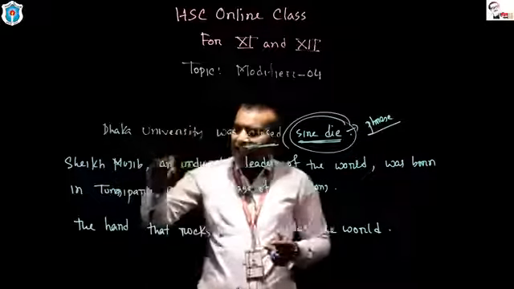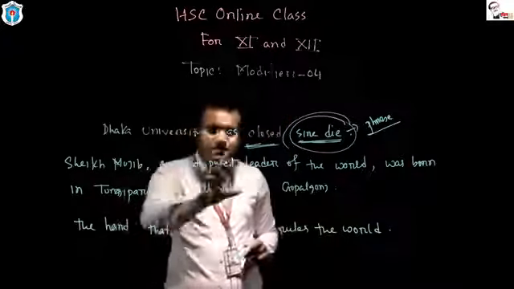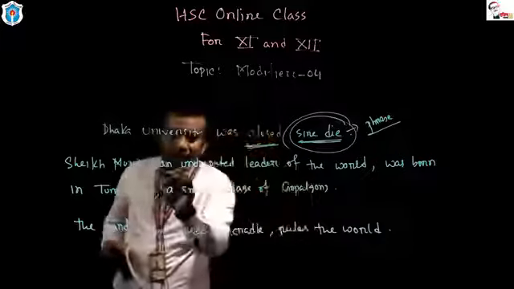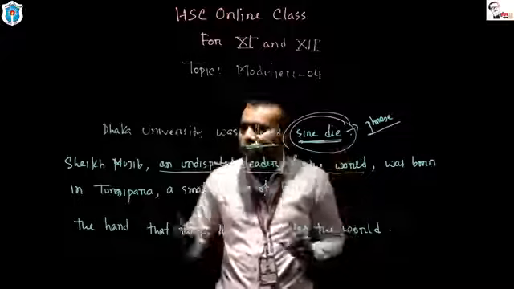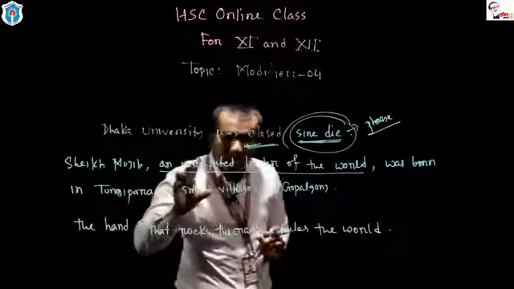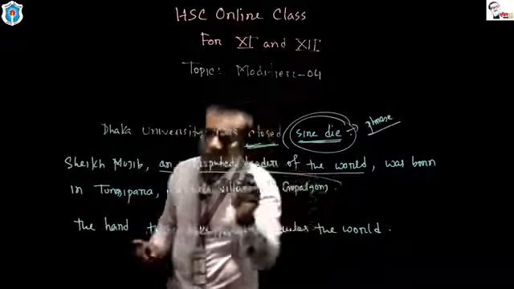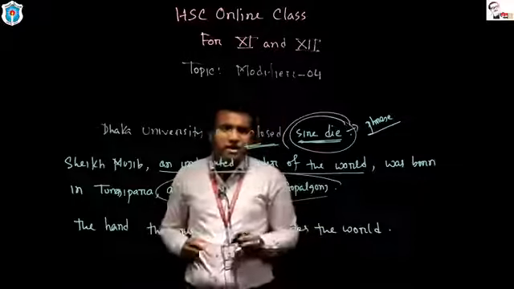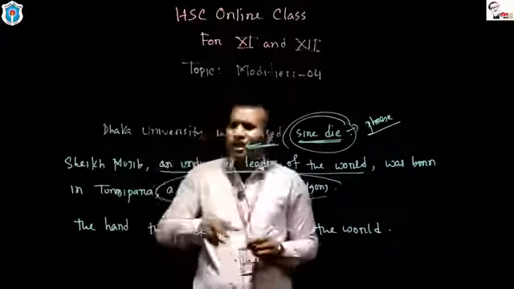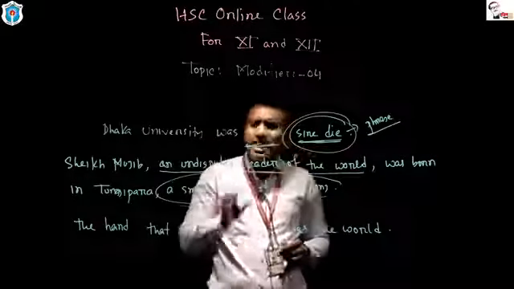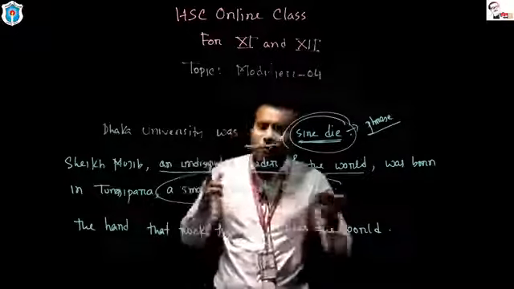Look, please. Sheikh Mujib, an undisputed leader of the world, was born in Tungipara, a small village of Gopalganj. Here, an undisputed leader of the world, this part modifies or influences Sheikh Mujib. Here, a small village of Gopalganj modifies Tungipara. So we have got two parts. One is an undisputed leader of the world, and the second is a small village of Gopalganj. Both are phrases.